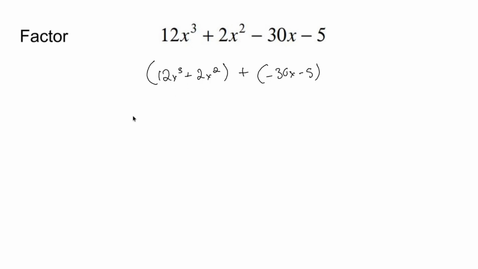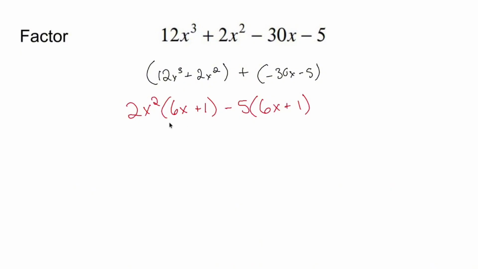I can pull a 2 out. I can pull an x squared out. When I pull a 2 and an x squared, that leaves me with 6x plus 1. For this guy, I can factor out a negative, because there's a negative in common in both, and I can factor out a 5. When I do that, dividing a negative 5 from negative 30x is going to be positive 6x, and dividing negative 5 from negative 5 is positive 1.